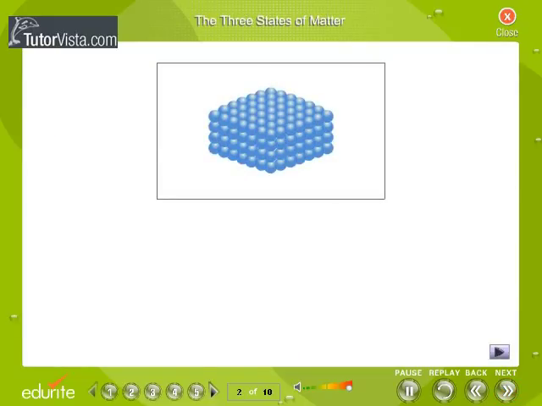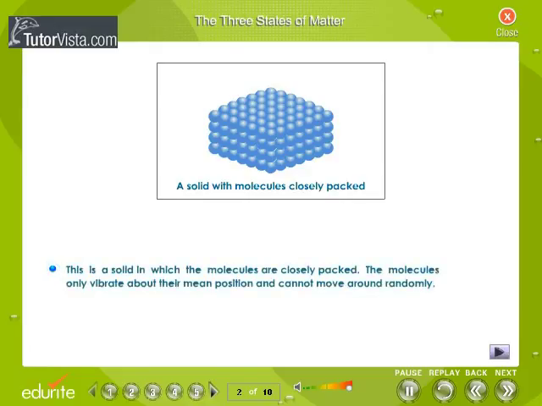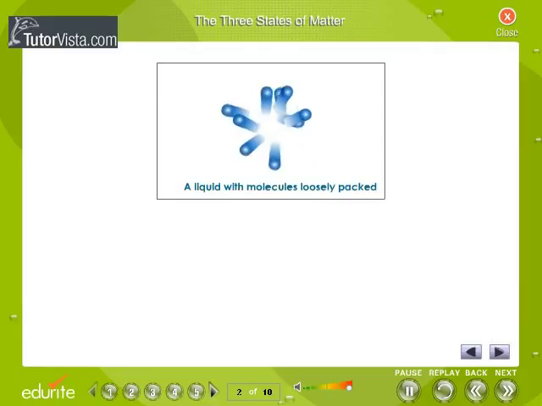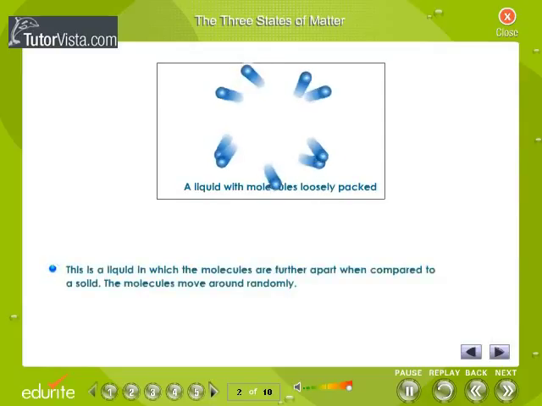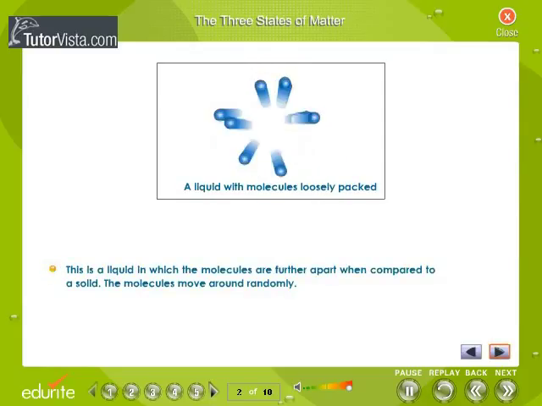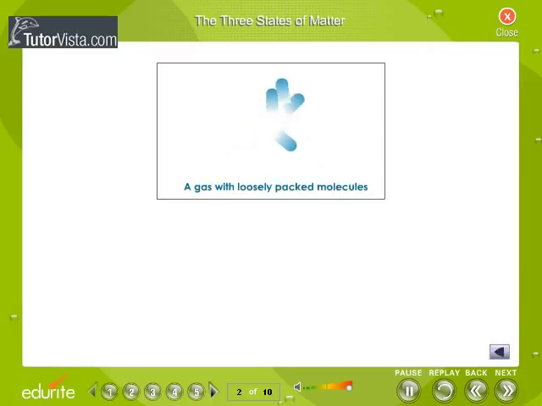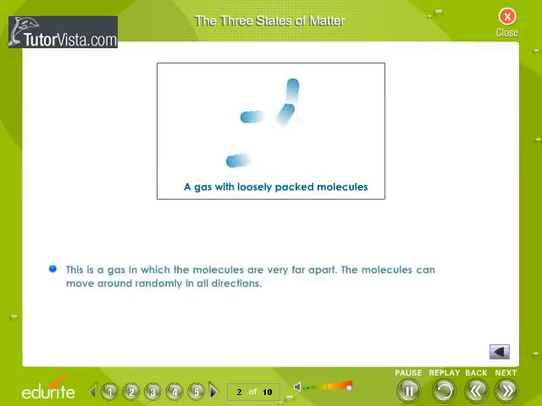The three states of matter. The differences between solid, liquid, and gas occur primarily due to the packing of the molecules in them. In solids, the molecules are closely packed and can hardly move around. In liquids, the molecules have enough space between them to move around freely. The molecules are far apart in gases and hence exhibit random motion in all directions.